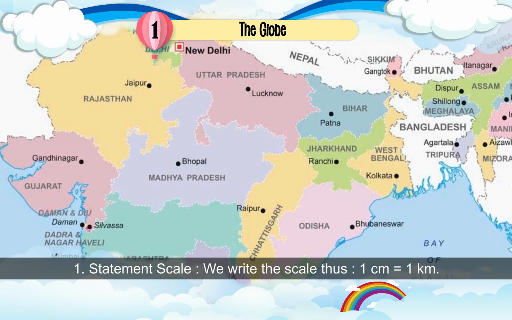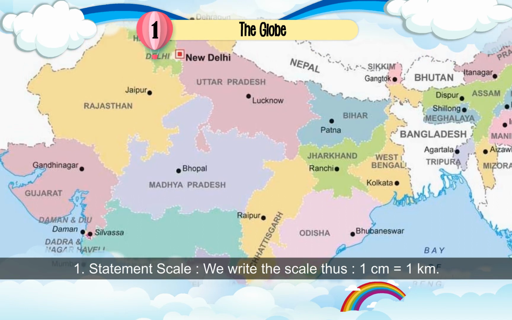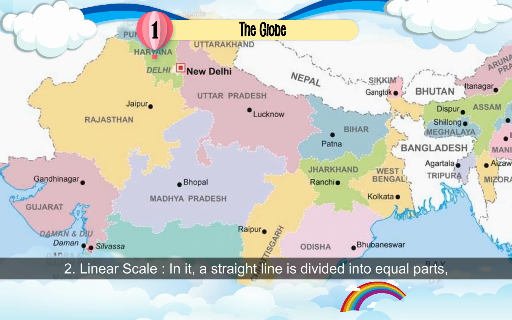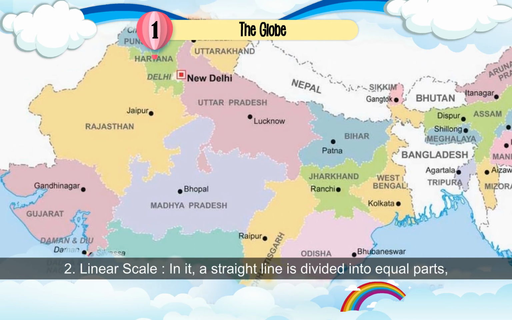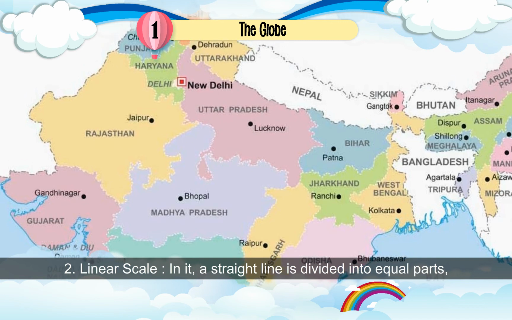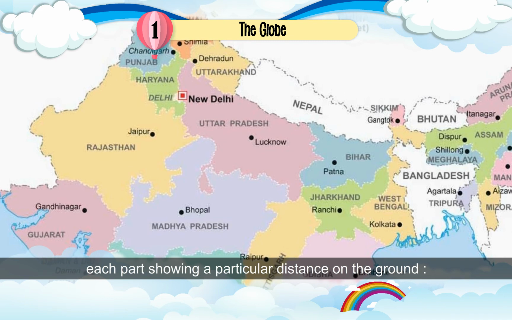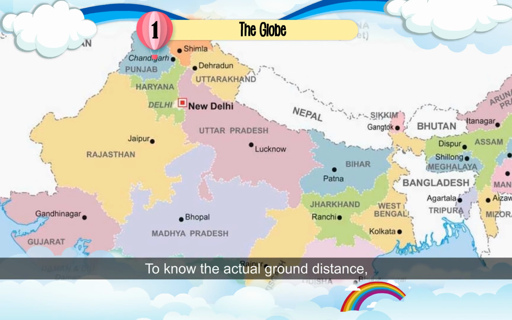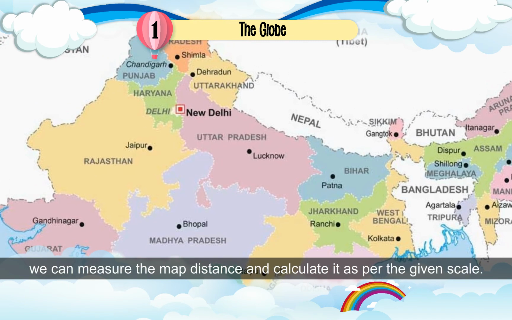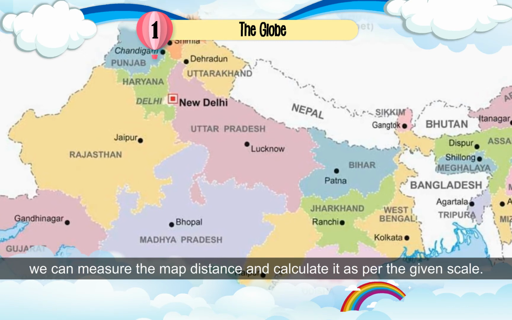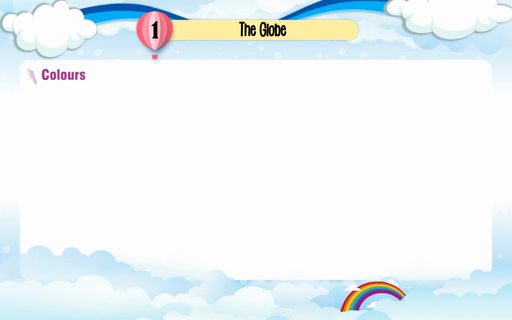1. Statement scale. We write the scale thus: 1 centimeter is equal to 1 kilometer. 2. Linear scale. In it, a straight line is divided into equal parts, each part showing a particular distance on the ground. To know the actual ground distance, we can measure the map distance and calculate it as per the given scale.